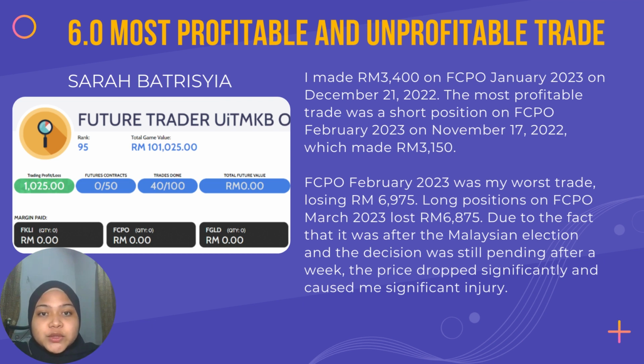The most profitable trade was a short position on FCPO February 2023 on November 17, 2022, which made about 3,150 ringgit. FCPO February 2023 was my worst trade, losing about 6,975 ringgit. Long position on FCPO March 2023, I lost about 6,875 ringgit due to the fact that it was after the Malaysian election and the decision was still pending after a week, and the price dropped significantly and caused me a significant injury.